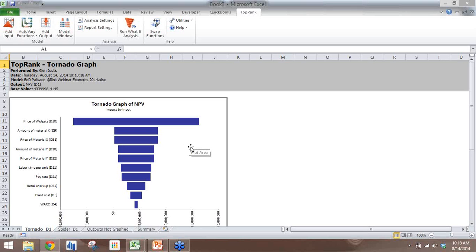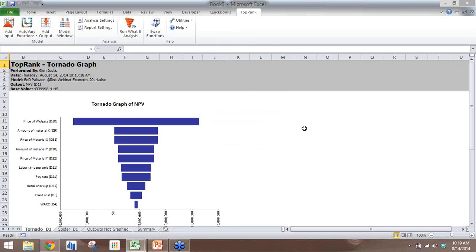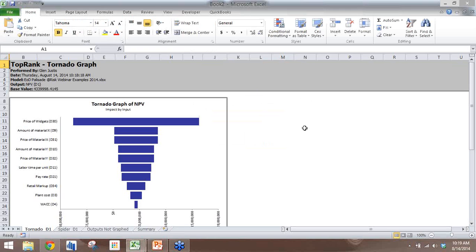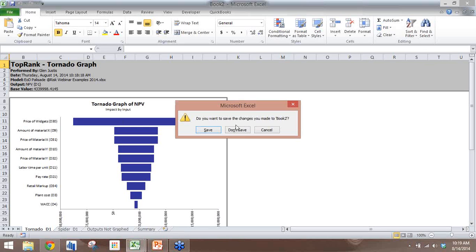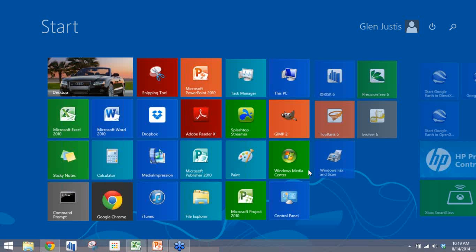that drive the results. So what I'm going to do now is I'm going to just use the utility function here, which is a nice feature that are in all of the modules for DecisionTools Suite. I'm going to unload the top rank add-in. I'm going to close this set of outputs that top rank produced. Now what I'm going to do is go ahead and load in at risk.